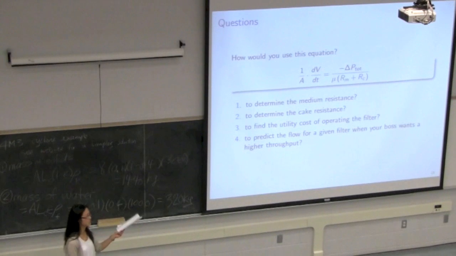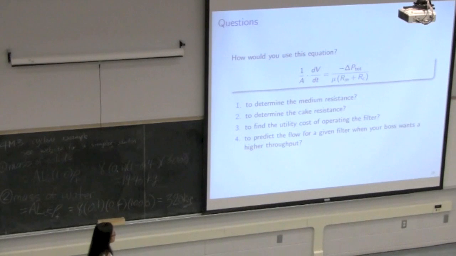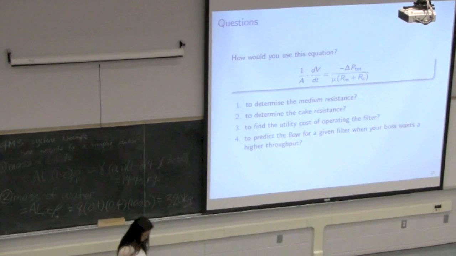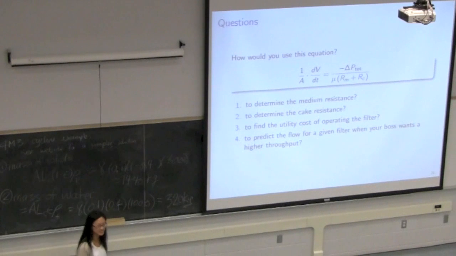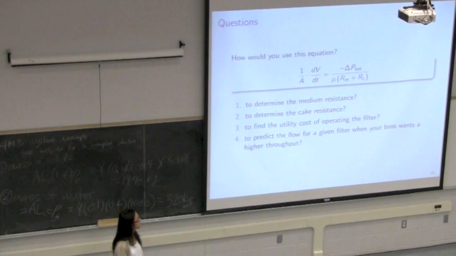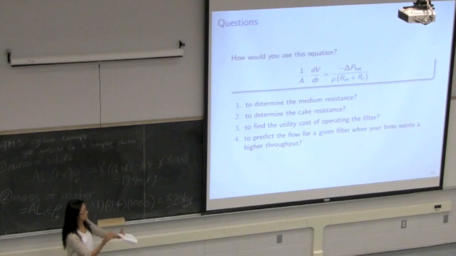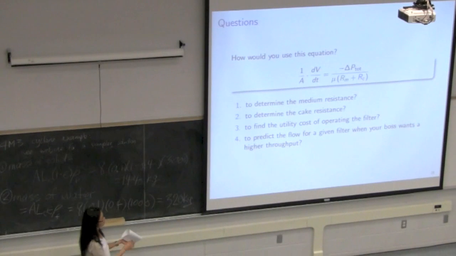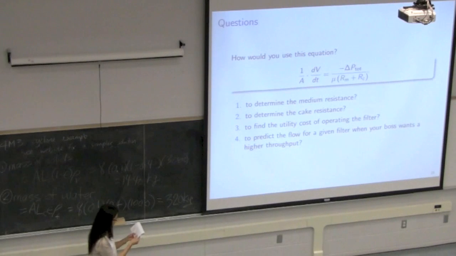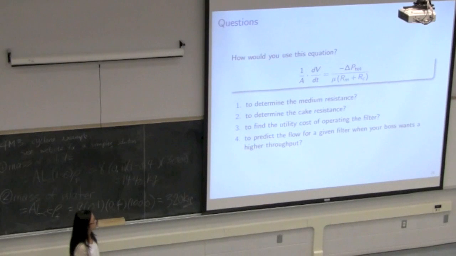Okay. Last question. To predict the flow for a given filter when your boss wants a higher throughput. So you're given flow now. Wait, no, you want flow. Yeah. You have to calculate which maximum differential pressure you can produce with your pump through the medium. Exactly. Yeah. So now that you already know the resistances, viscosity, and area, you're given the pressure drop and you calculate the flow. And that's it.